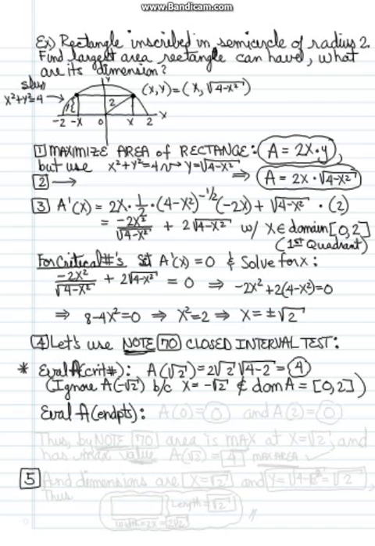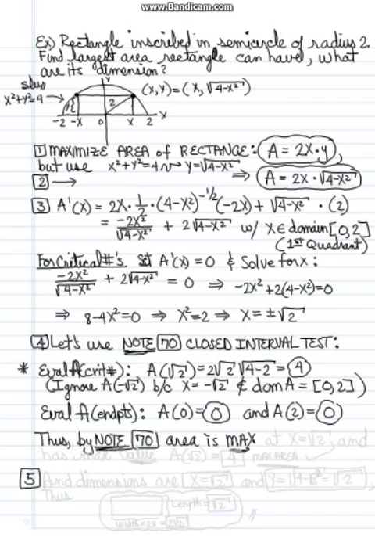That was our restriction because we're only interested in that right side right now. Evaluate A at the endpoints, A of 0 and A of 2. They both give you 0. So by note 70, the closed interval test, we see the area is maximized when x equals the square root of 2, when the A value is 4. So its max value is 4. That will be our maximum area.